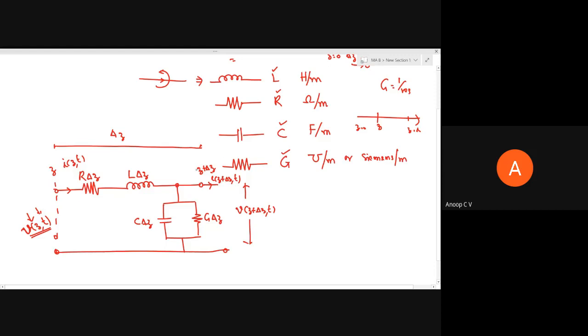So this is an equivalent lumped circuit representation of a transmission line, over which the R, L, G, and C are distributed along the length. We are not interested in the total parameters of the entire transmission line as such, but in the parameters within a small length delta z. This approximation is valid only when delta z tends to 0.